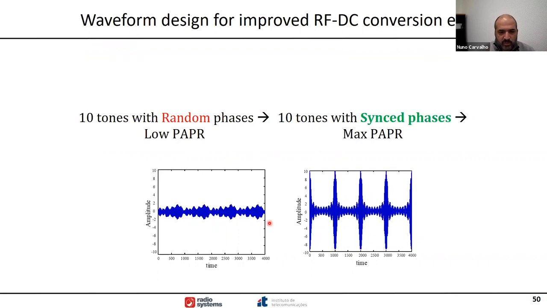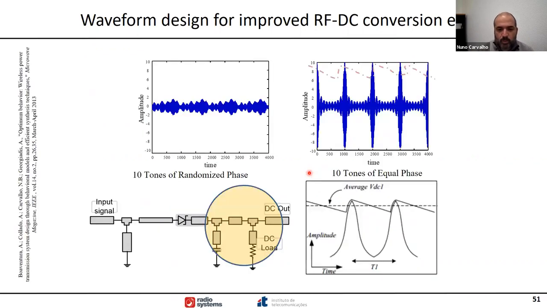So, by the way, if you use 10 tones and these two signals are exactly the same type of signal in spectrum, so if you look at the spectrum of these signals, they are 10 tones with equal amplitude and the same average power. But as you can see here, if you use random phases between the tones, the peak of your voltage will be around a maximum of 2 volts, but if you synchronize them all together, you can have a peak of 10 volts, so you excite the diode much more.